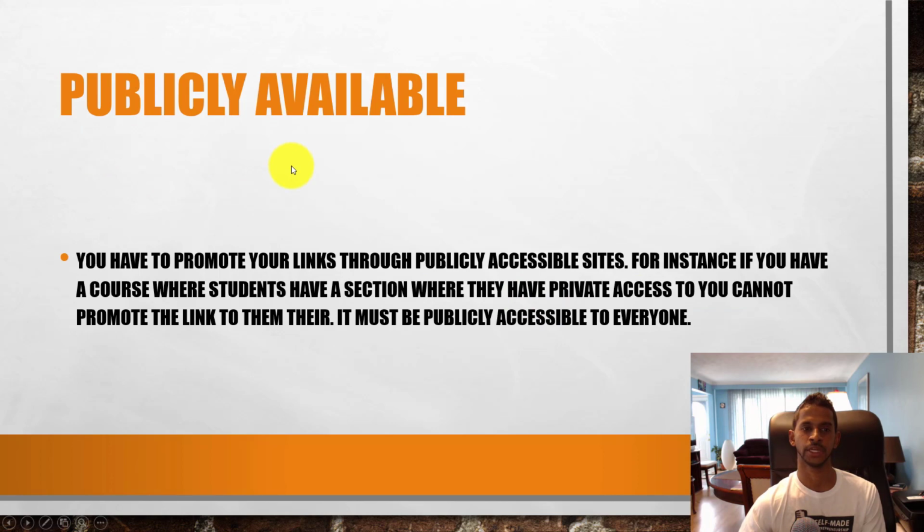Publicly available. You have to promote your affiliate links through publicly accessible sites. For instance, if you have a course where there's a section with private access, you cannot promote the link to them there. So you cannot promote a link to your students in a private course group. It has to be on a publicly accessible site, so everybody has to have access to the site.